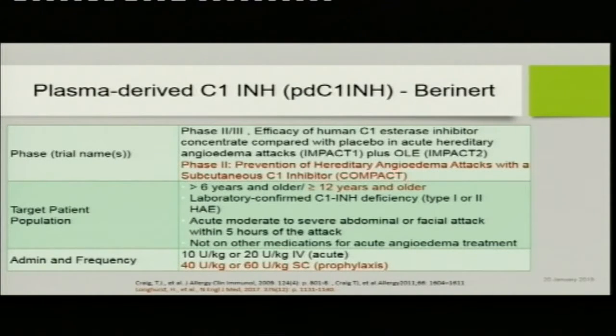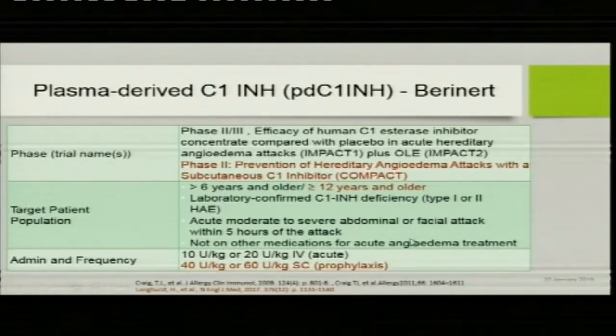So Berinert, which is basically the IV form of purified plasma-derived C1 esterase inhibitor. The first two trials were done in 2010, and they were IMPACT 1 and IMPACT 2. But the most recent one is basically for prevention, and it was phase 2, and it's called COMPACT. These are the doses they used.